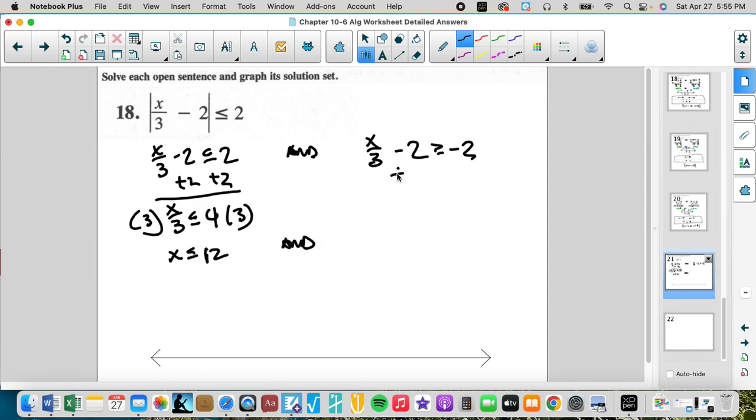And add 2, add 2. X over 3 is greater than or equal to 0, multiplied by 3. Don't flip the inequality sign. So we get that.